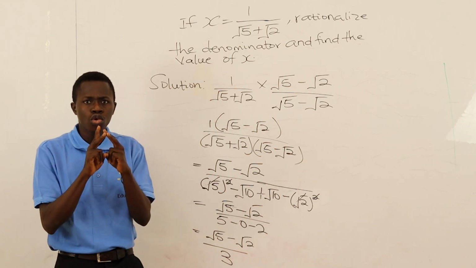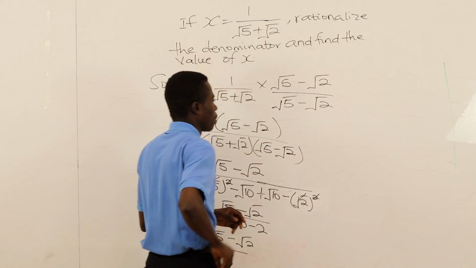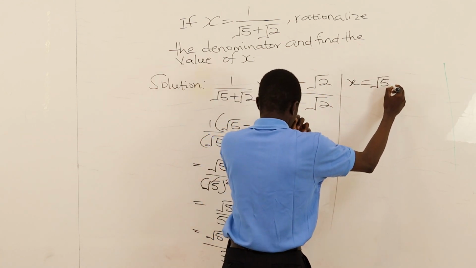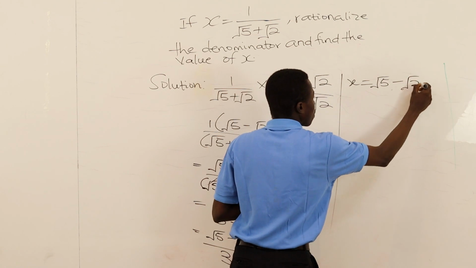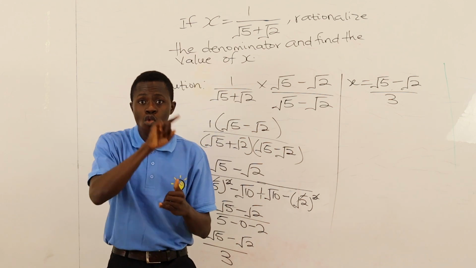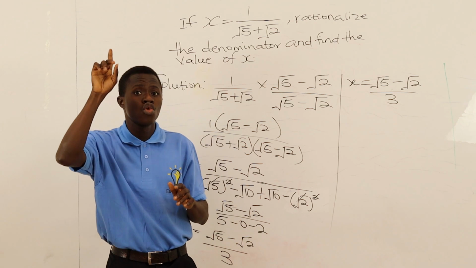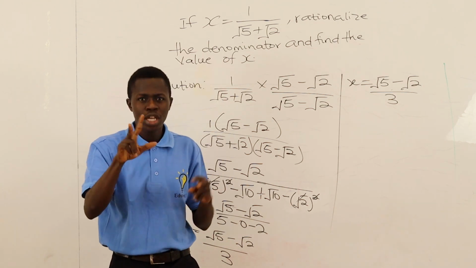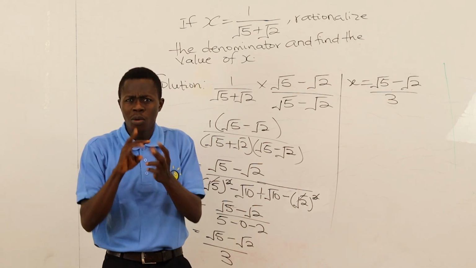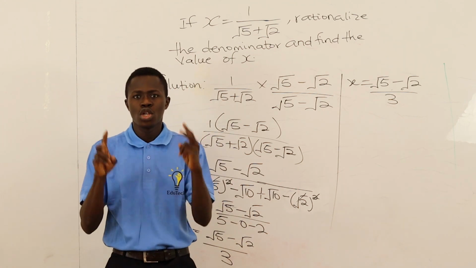Now the question is saying the value of x is equal to square root of 5 minus square root of 2 all divided by 3. So the value of x is square root of 5 minus square root of 2 divided by 3. And the question is saying find the value of x. So that means that you punch the expression on the board on your calculator, get the answer, and that will be the value of x.